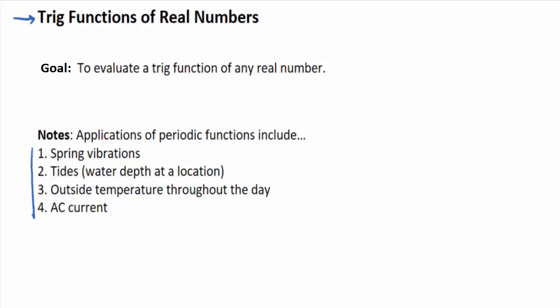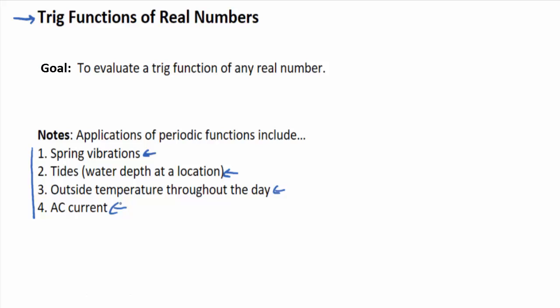And there's lots of phenomena in nature that are periodic that we can model with a sine function, a sine wave. If you graph it in the xy plane, it turns out to be a wave. There's lots of applications in science and in nature of those kinds of functions. So spring vibrations, anything that vibrates, really. Anything in wave form like sound or light might be modeled using some sort of trig function. The tides, the depth at a certain location, maybe on a pier, that's periodic throughout the day, right? The tide comes in, the tide goes out. The outside temperature throughout the day is periodic. It goes up, it goes back down. AC current is periodic. So all kinds of applications.